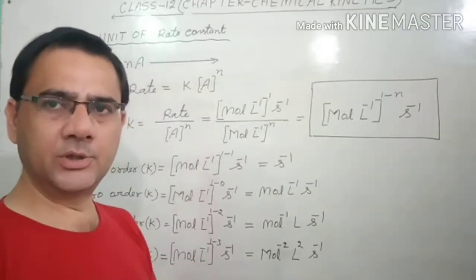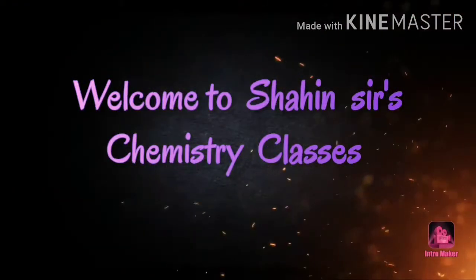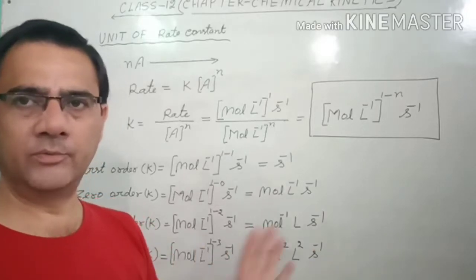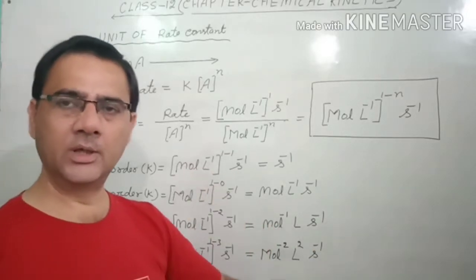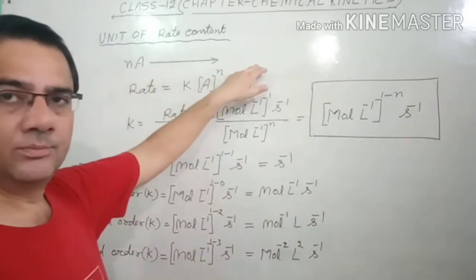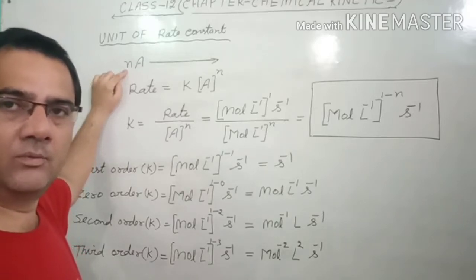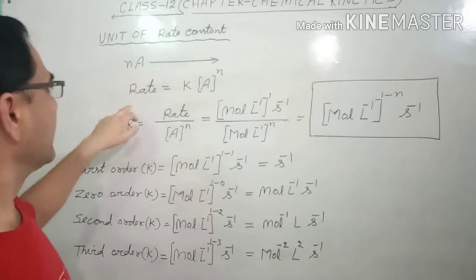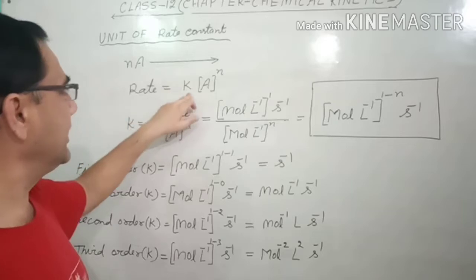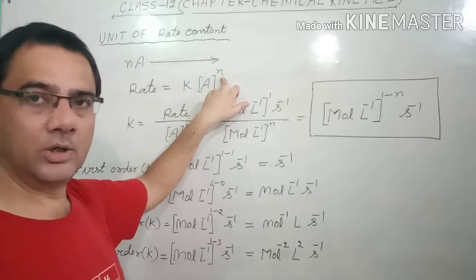I am taking a general equation, nA gives rise to whatever product, we don't need it, because order of reaction we obtain only from the reactant side. So nA gives rise to whatever, here the n is called order of reaction, maybe 0, 1, 2 or whatever. Now we write the rate expression on the basis of this order of reaction. So rate is equal to k, concentration of A power n, and this n is called order of reaction.